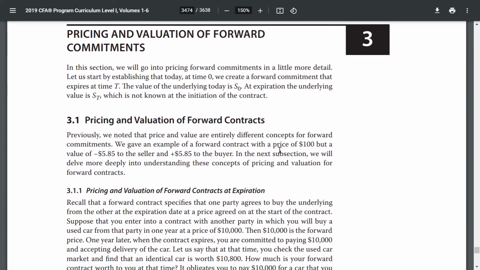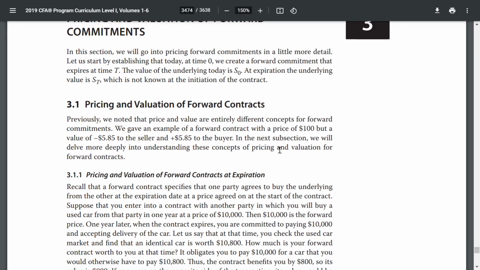Pricing and valuation of forward commitments. In this section, we will go into pricing forward commitments in a little more detail. Let us start by establishing that today, at time 0, we created a forward commitment that expires at time T, the value of the underlying asset. Okay, so that's just the preposition.